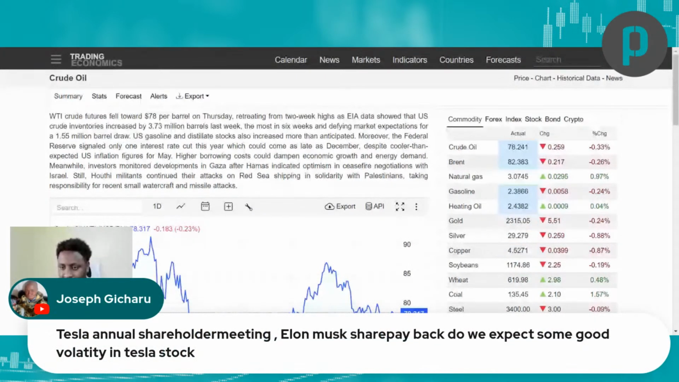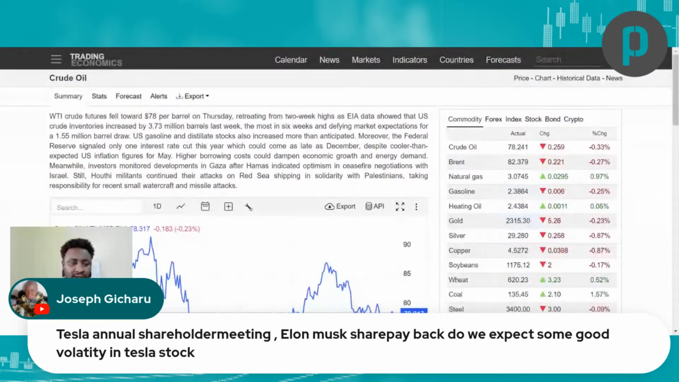So I'm seeing a good comment here. It's in addition to what's currently happening. So Tesla annual shareholding meeting, Elon Musk pay. Do we expect some good volatility in Tesla stock? I wouldn't say it's a good volatility.